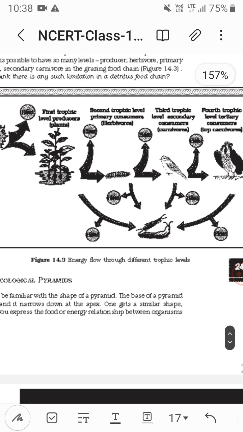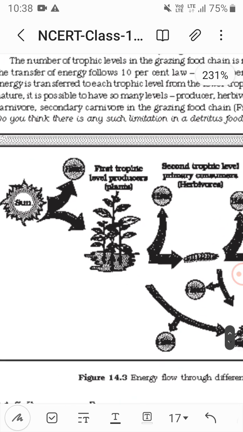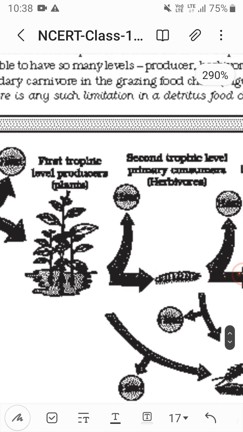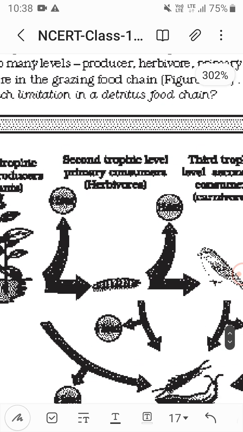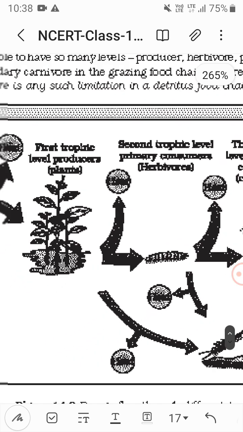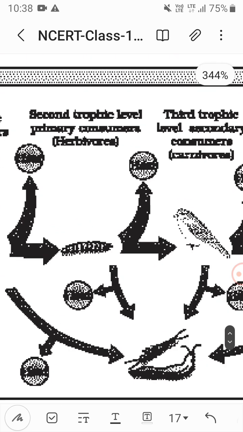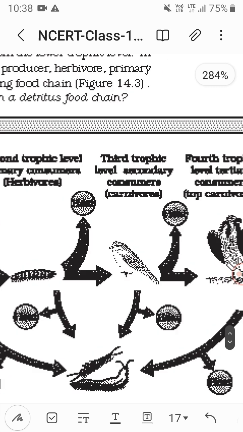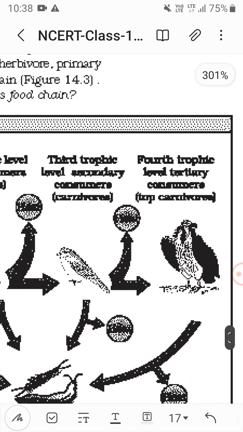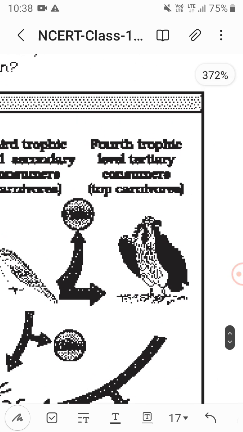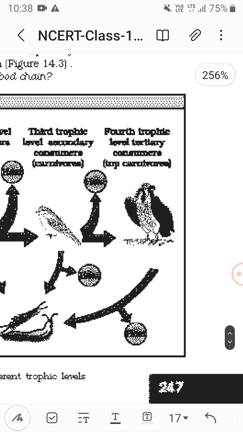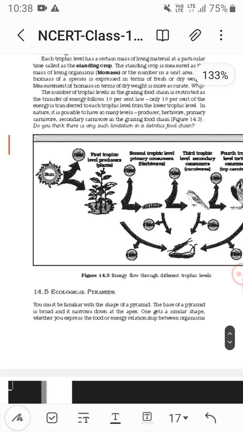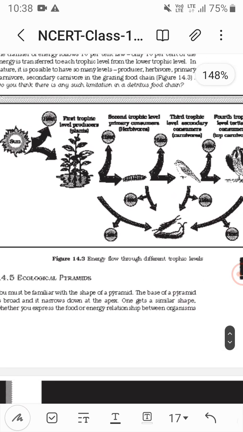Now energy flow through different trophic levels. You see there is the sun. After the sun, some is lost as heat. The first trophic level is producers, which are the plants. The second trophic level is primary consumers, herbivores that feed on the plants. The third trophic level is secondary consumers, the carnivores. The sparrow shows the fourth trophic level. The top carnivore is shown by the vulture. Then all these heat losses. So this is the energy flowing through different trophic levels.